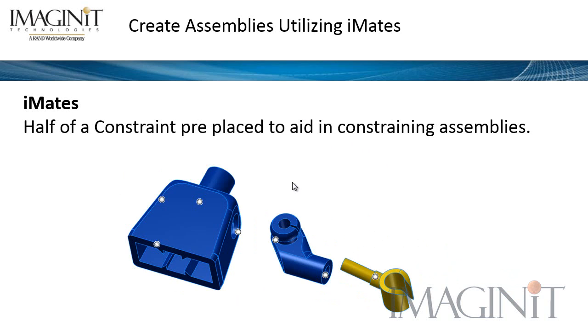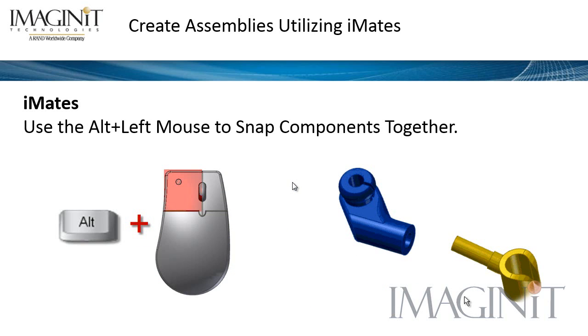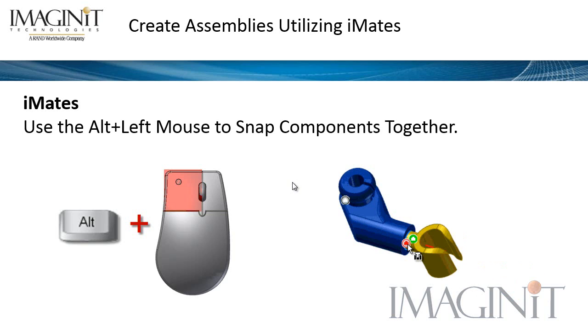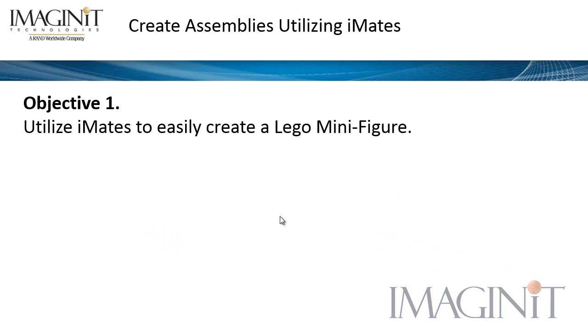Again, if you want to see that again, let me jump back into this again. You select the component, you hold the Alt button down, and you left click and drag the iMate to its corresponding iMate. When they both light up, you simply let go of the button and then let go of the Alt button. So this brings us to our first objective. We want to utilize iMates to easily create the Lego minifigure.